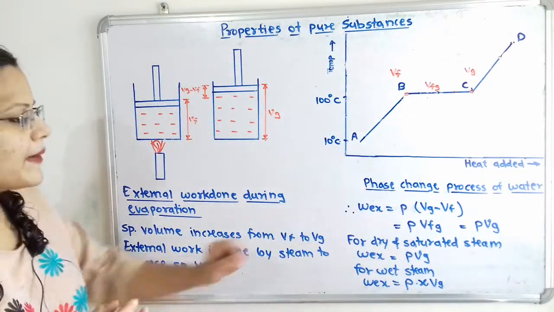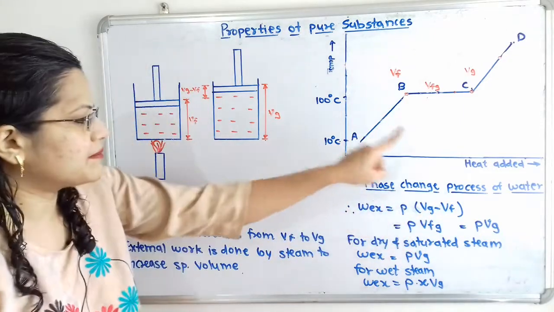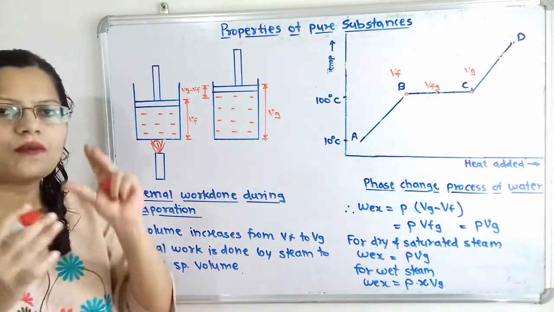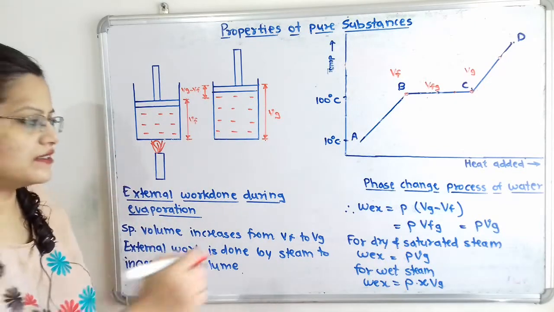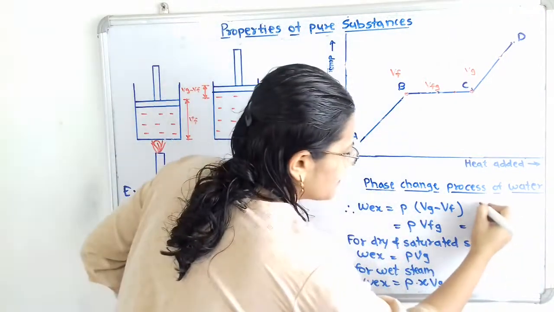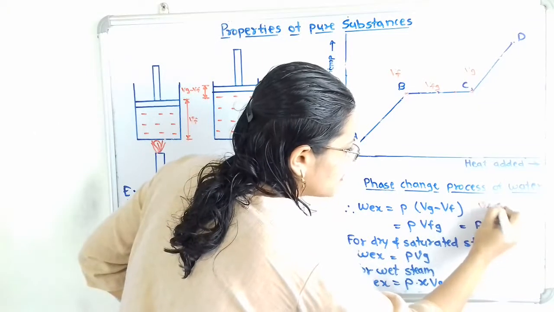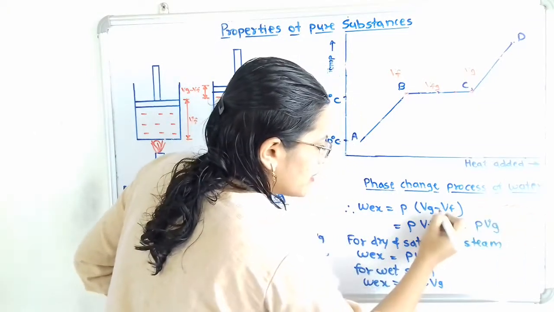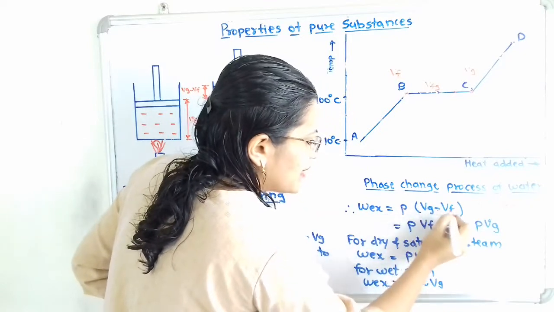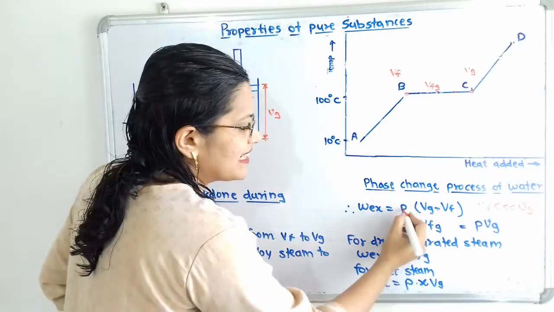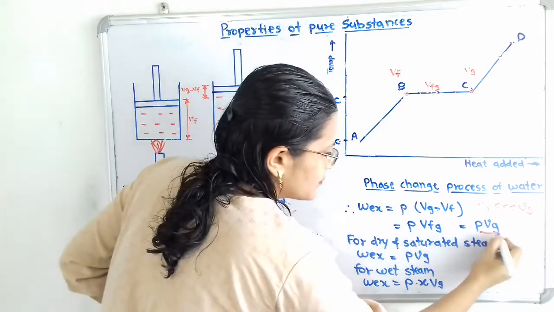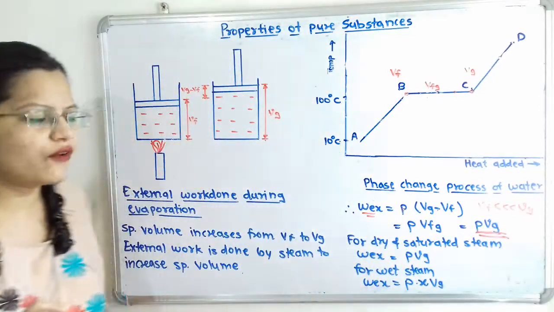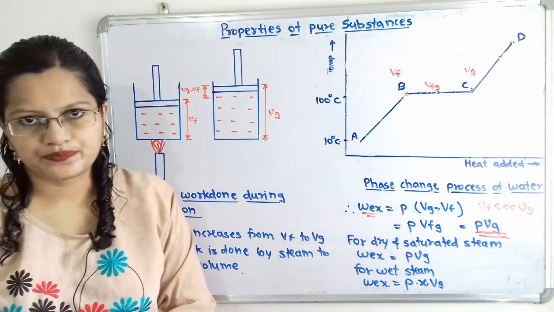Now if we compare the volume of steam and volume of water, then volume of water is so small that we can neglect this. That means we can say that this Vf is much smaller than Vg. So this value P(Vg minus Vf) is approximately equal to P into Vg. So this is the final formula that we have to take for the external work done.